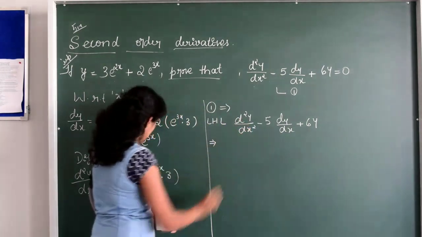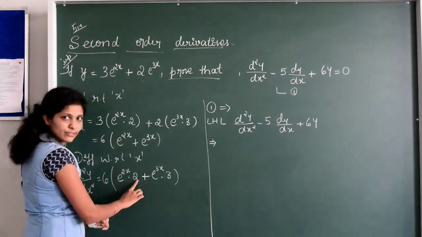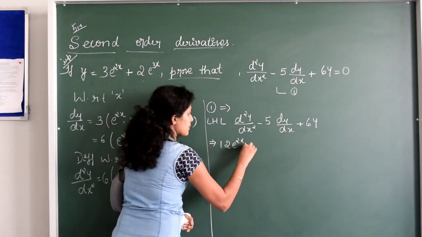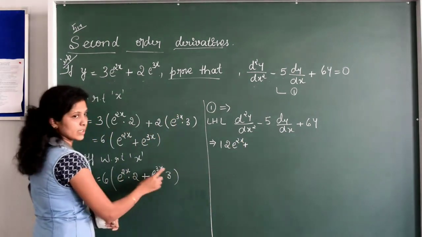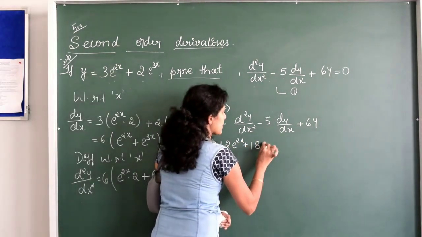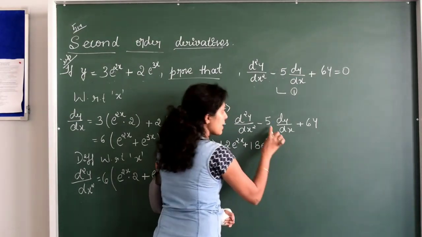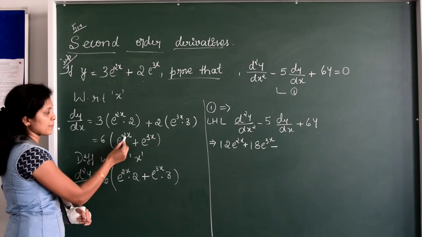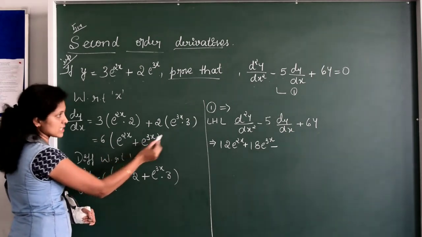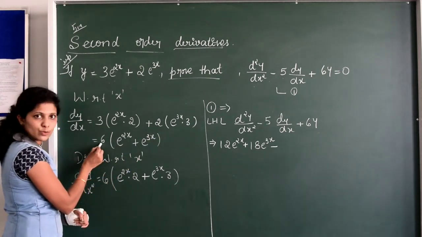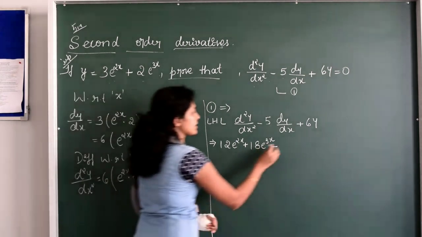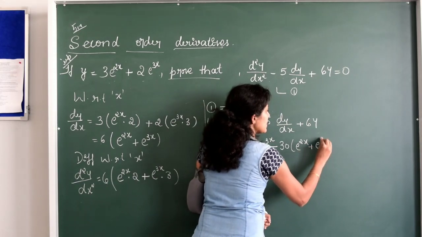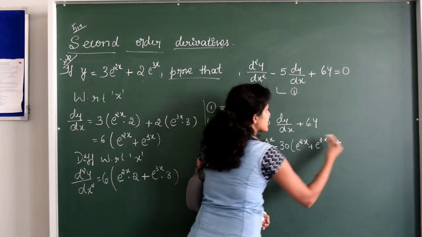Now let's substitute this one. What is d square y by dx square? It is 6 into 2, it will be 12 e to the power 2x, right? Plus 6 into 3 will be 18 e to the power 3x, minus 5 into dy by dx. What is dy by dx? It is 6 into e to the power 2x plus e to the power 3x. It is multiplied with 5, so 6 into 5 will be 30, right? Minus 30 into e to the power 2x plus e to the power 3x plus 6 into y.